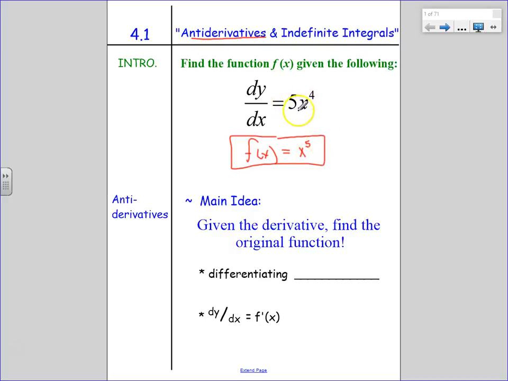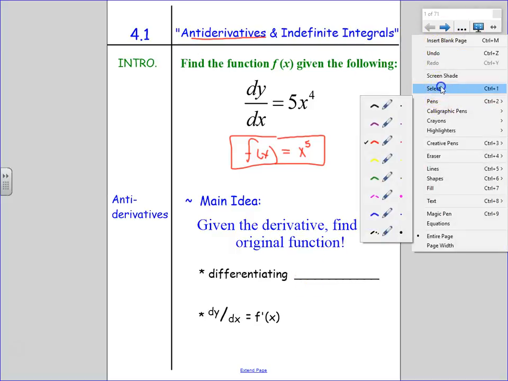Wait, so the coefficient could be different, but what's still the power of any derivative if you have x^5? x^4. So the power is going to follow an actual pattern, and so is the coefficient, but we're going to learn some rules. They're going to be called integration rules, and they're going to help us find antiderivatives, which means given the derivative, finding the original, or differentiating backwards.